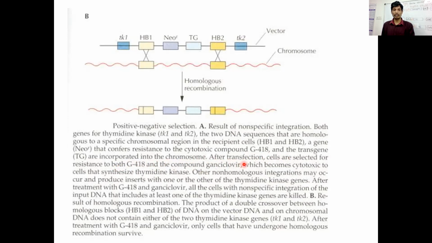After transfection, cells are selected for resistance to both G418 and the compound ganciclovir. So this is the neomycin, G418, and ganciclovir, which is cytotoxic to the cells that synthesize the thymidine kinase. Other non-homologous integration may occur and produce inserts with one or more of the thymidine kinase genes. After treatment with G418 and ganciclovir, all the cells with a non-specific integration of the input DNA that includes at least one of the thymidine kinase genes are killed. The result of the homologous recombination does not have thymidine kinase 1 and 2, so there will be no issues.